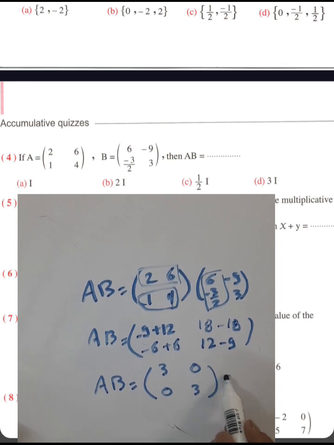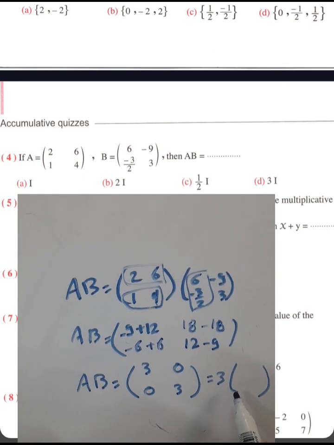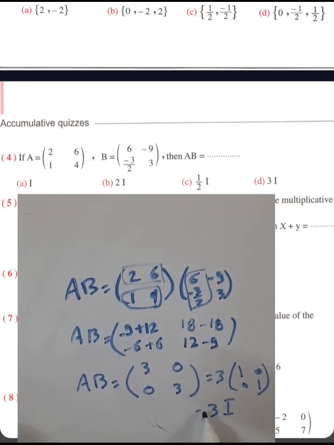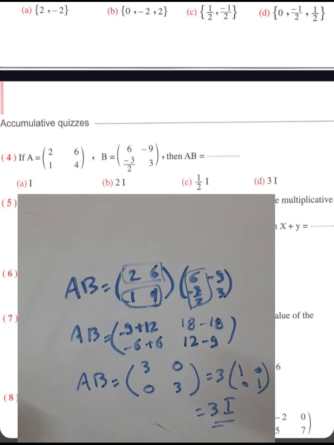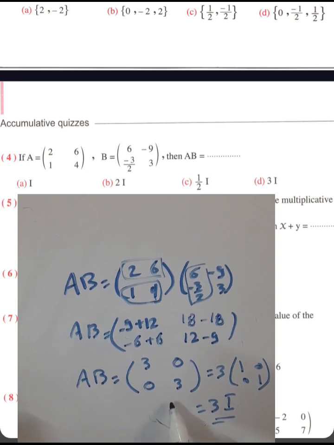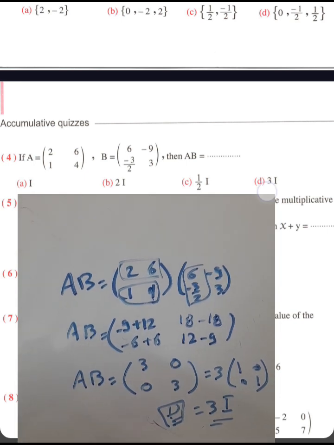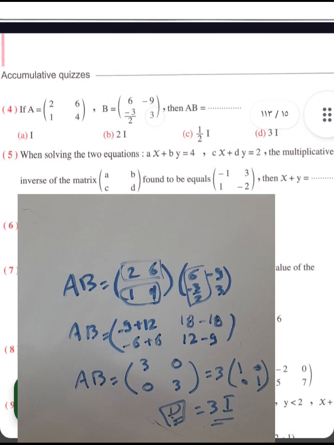You can write 3 as the common factor between all elements here. Write 3, and the remainder 1 and 0, 0 and 1 will be 3 product by I. Choose letter D about question number 4. Okay, 3I.